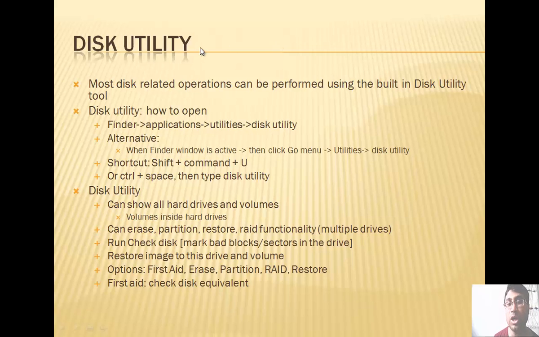You can click on the Go menu, you can click on Utilities, and then you can go to Disk Utility. And another option to bring up the Disk Utility is Shift, Command and U. If you press the Shift button and Command button and U button, then you will find this Disk Utility.